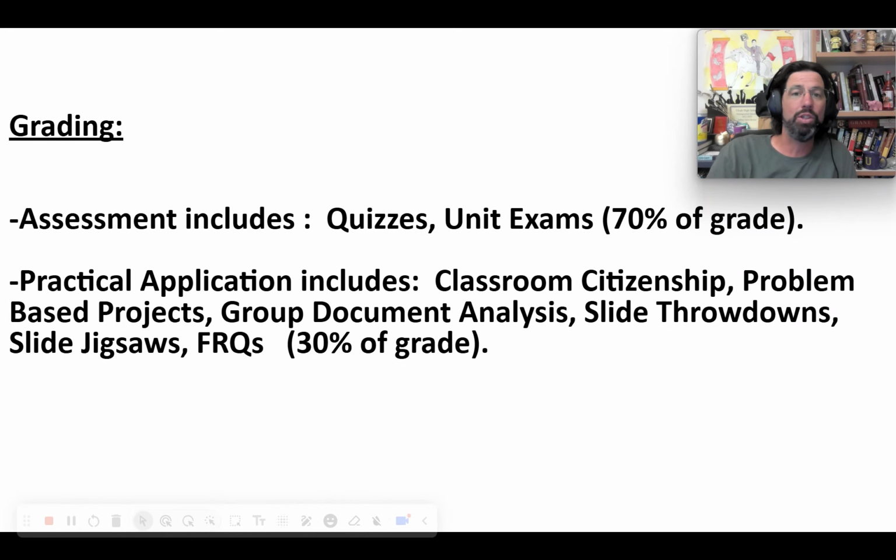First of all, the class policies are in printed form up on Google Classroom. This is just a narrowed down version. Grading is really simple. 70% of your grade is assessments. This is quizzes and unit exams. We'll tell you how that works. Everything else is practical application. That's going to be 30% of your grade.